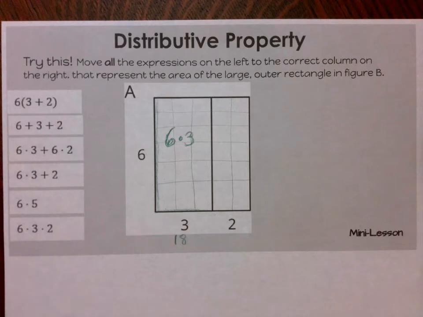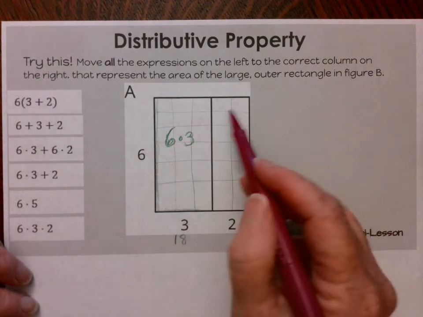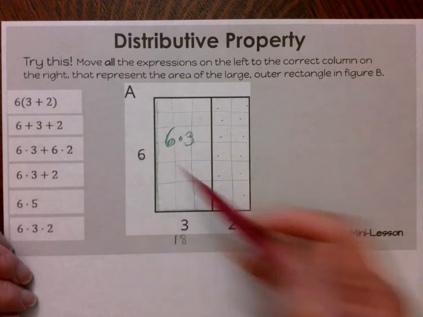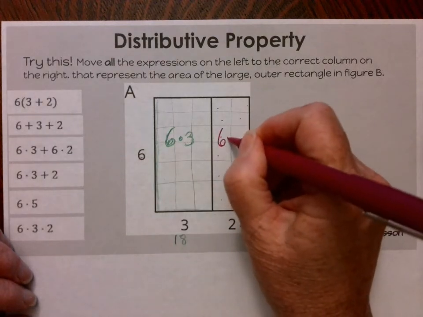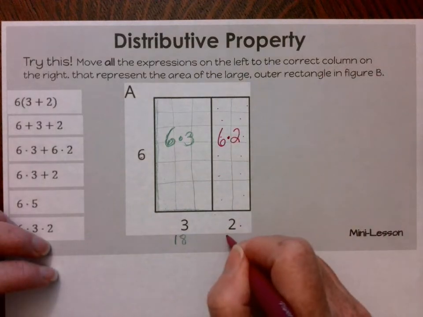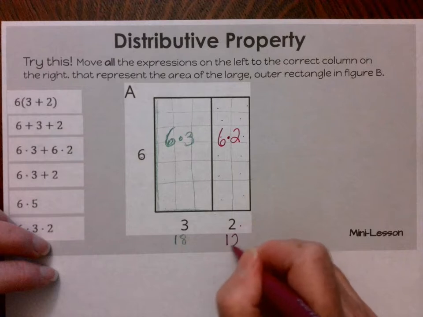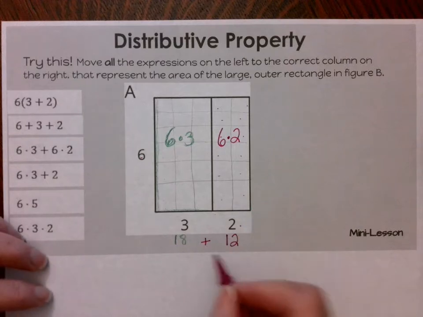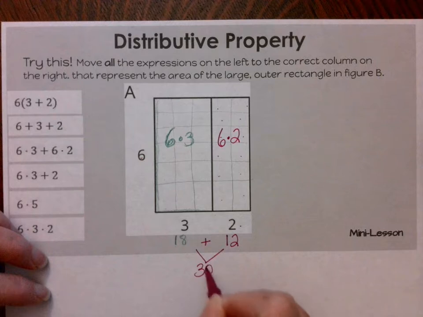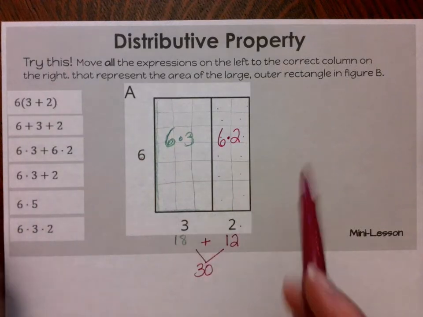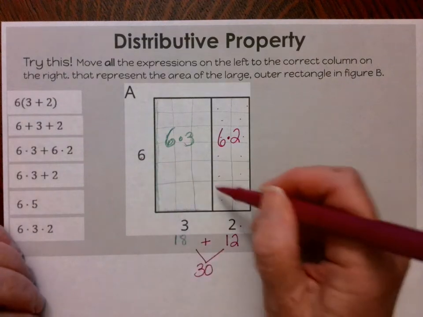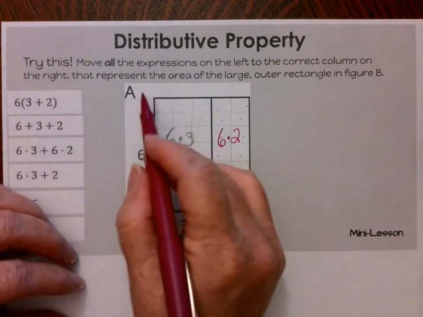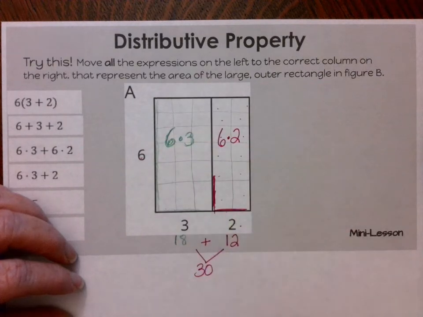So over here, I'm going to do something very similar. We're going to count it: 1, 2, 3, 4, 5, 6, 7, 8, 9, 10, 11, 12. 6 times 2 also equals 12. So 18 plus 12 equals 30. Okay, we see how that is. We would add this side up, and then we would add this side up, right? And we would get a total. This whole big rectangle would be 30, okay?